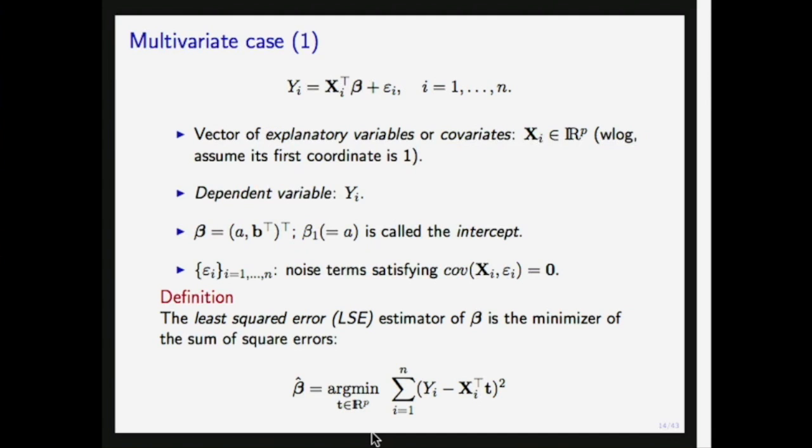Again, in most instances, we're going to think that epsilon is independent of x. And that's something we can understand without thinking about coordinates.